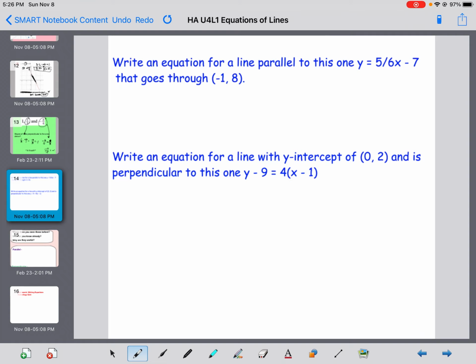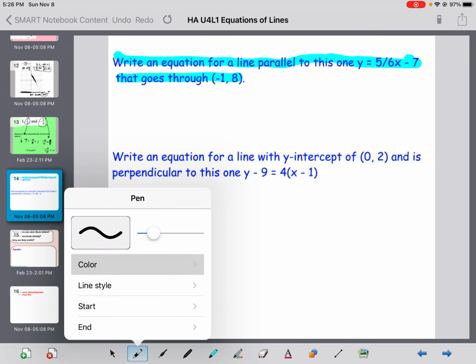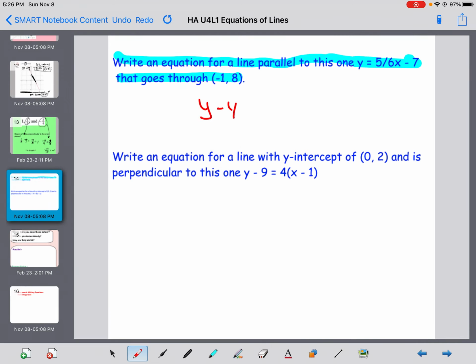So last slide here, and again, these are very similar to the ones we just went through. The first one says write an equation for a line parallel to this one, and it goes through a point. We're not given an intercept, so we're going to have to use point slope form, y minus y1 equals m times x minus x1. I need the parallel slope, so that slope is going to stay the exact same, 5/6. And then here's the point that I'm going to use. So y minus y1 would be my minus 8 again. And then x minus x1 would be x minus -1, so x plus 1. That would be an equation in point slope form that is parallel to this given equation.